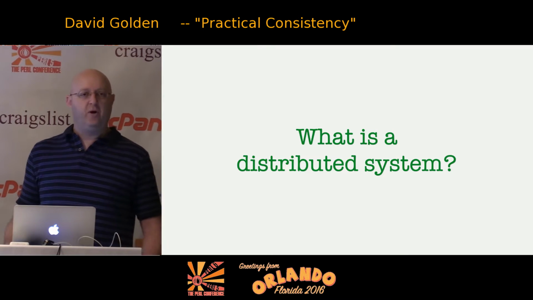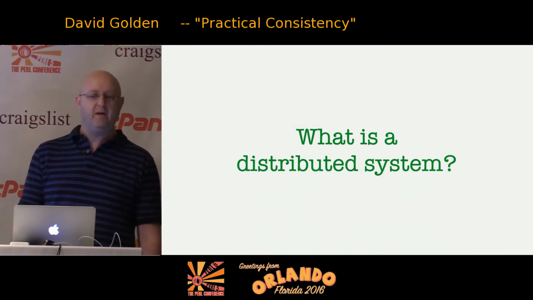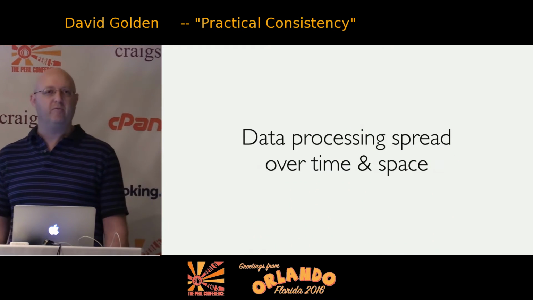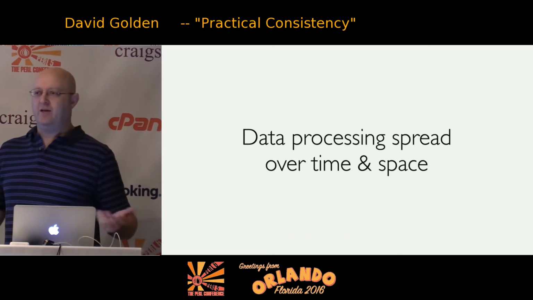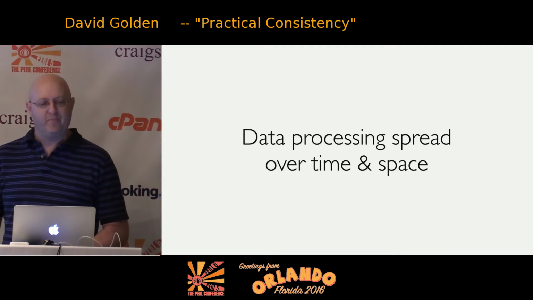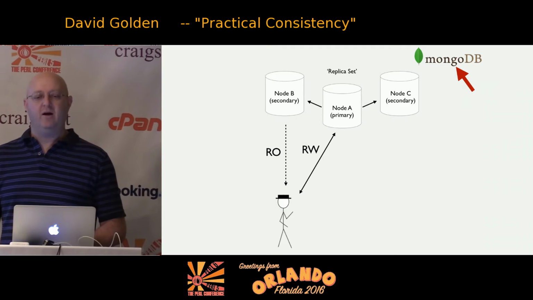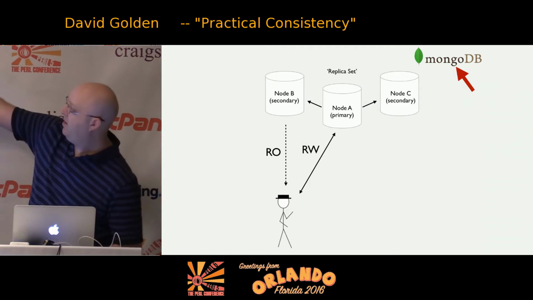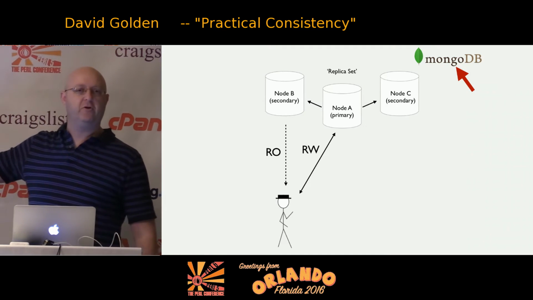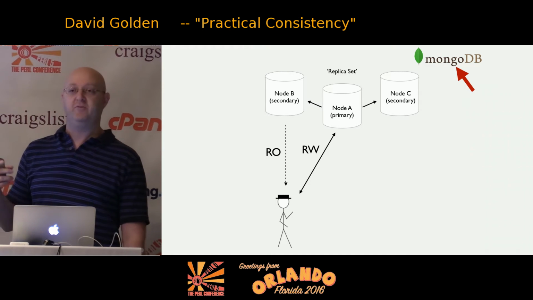So what is a distributed system? A little recap if people aren't familiar. A distributed system means that we have data processing spread over time and space, which Einstein would say is kind of the same thing. And I'll give an example here of mongoDB. And you'll notice there's a red arrow kind of up in the corner. Everywhere the mongoDB logo shows, I'm giving an example that is mongoDB specific.